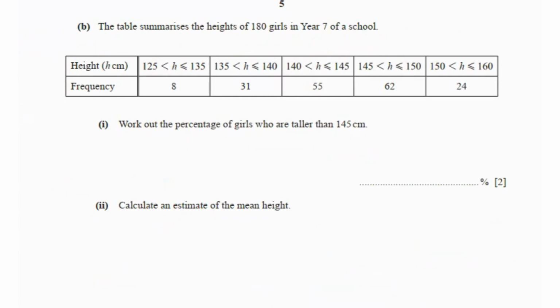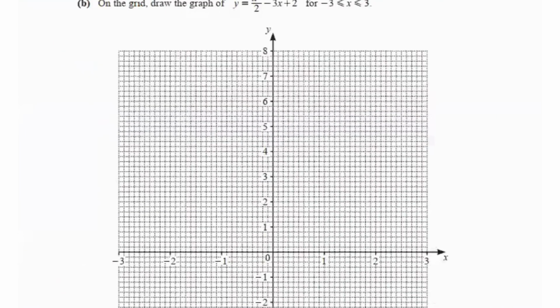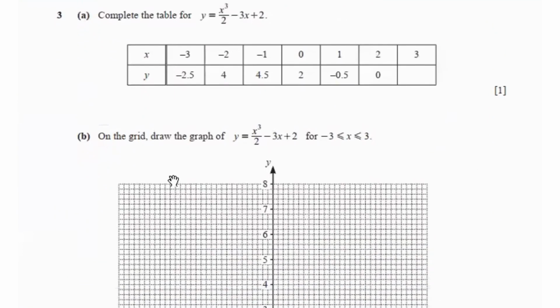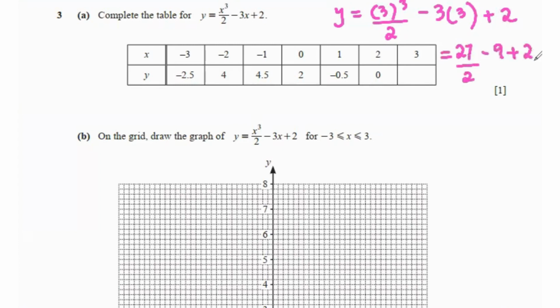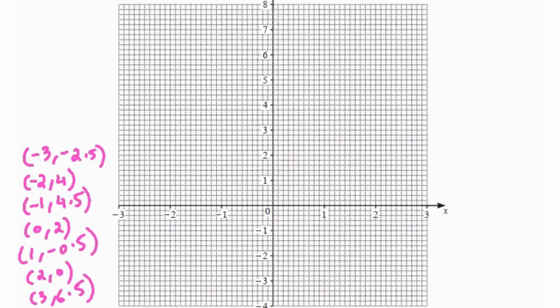Then question 3 says complete the table. So they've given us a cubic equation and they want us to find the value of y when x is 3. So we substitute x equals 3 in the equation. And we get 27 over 2 minus 9 plus 2. And in decimals, that is going to equal 6.5. So now they want us to plot these values on the grid below. Okay, so let's plot these now.